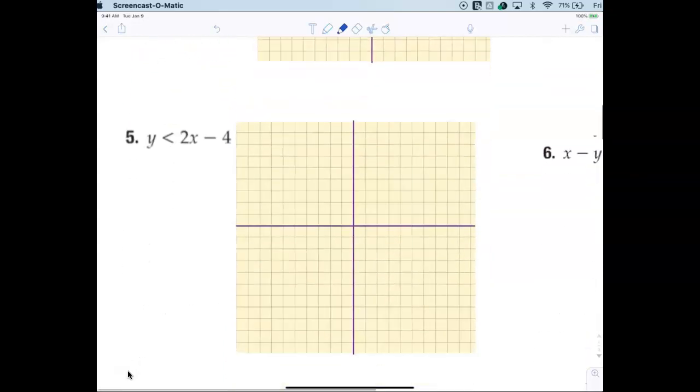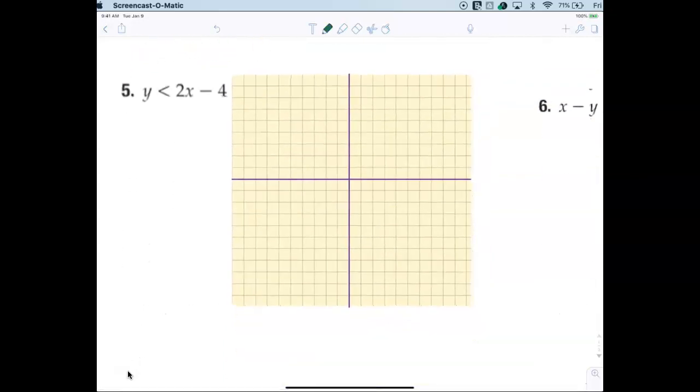All right, let's have some more fun. Number 5. So what are we doing with number 5? Slope is 2 over 1. Y-intercept is (0, -4). So I go down 4. From there, I go up 2 over 1, up 2 over 1. What type of line? Dotted line.